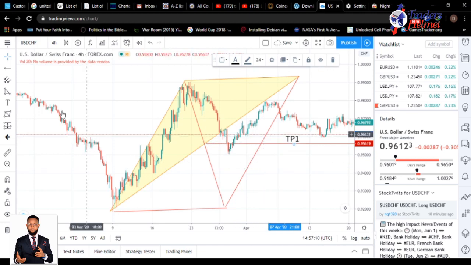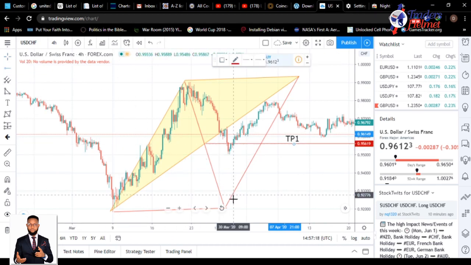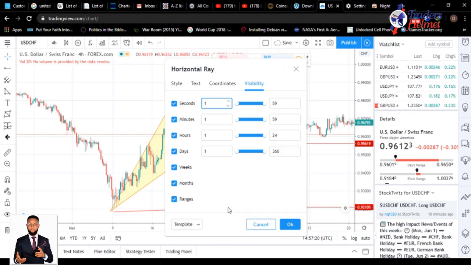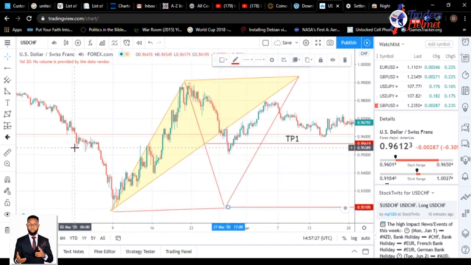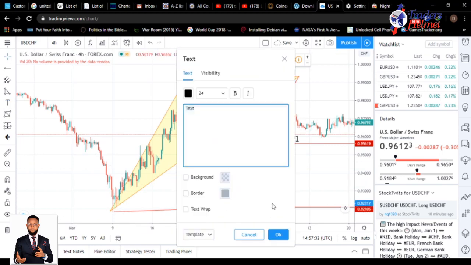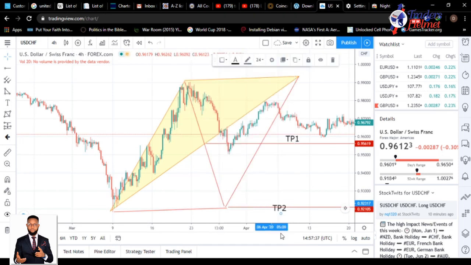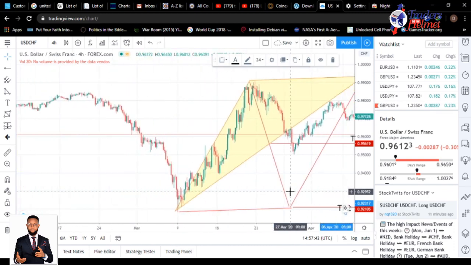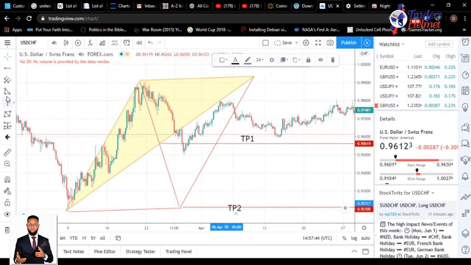Okay, so here it is, guys. And then my TP1 is done, and then TP2. Here is TP2, right? This is where your TP2 is. All right, guys. So you have your TP2 done. Perfect, guys. So this is how you take your bearish rhombus.